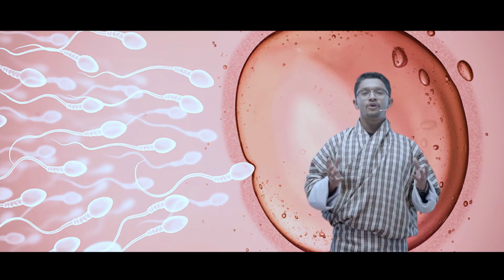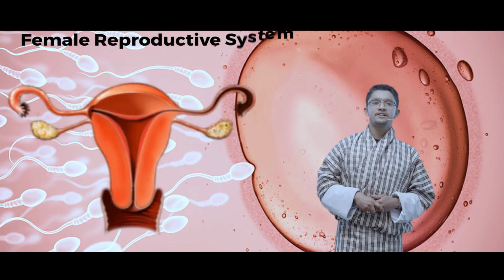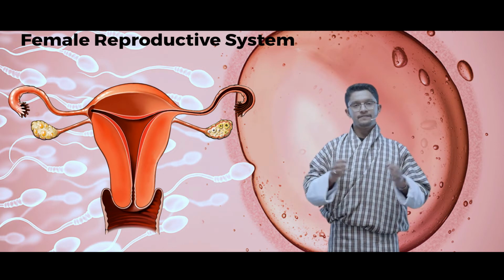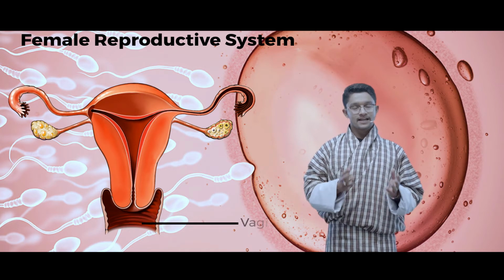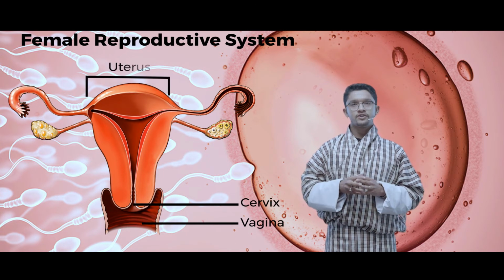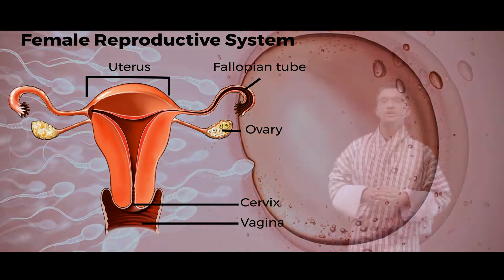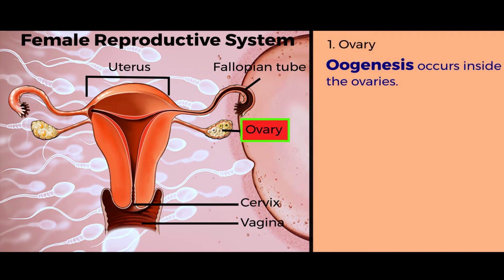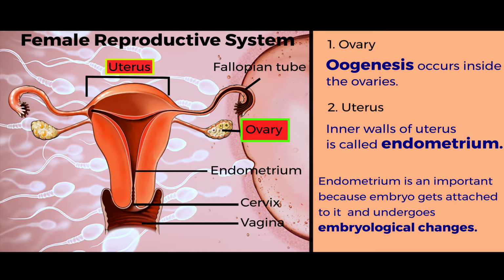We also should know the female reproductive system. You have on the screen the female reproductive system. If you look at it, it has certain parts. So let me specify them: the vagina, cervix, uterus, fallopian tube, and ovary. From all, we should focus on the ovary because oogenesis occurs inside the ovaries. The inner wall of the uterus is called the endometrium. It is where the embryo later attaches and undergoes the embryological changes.